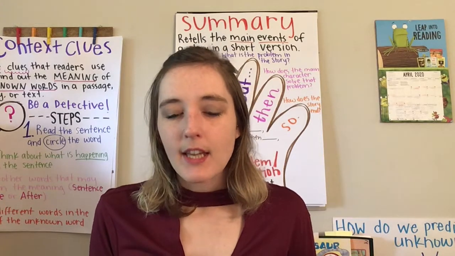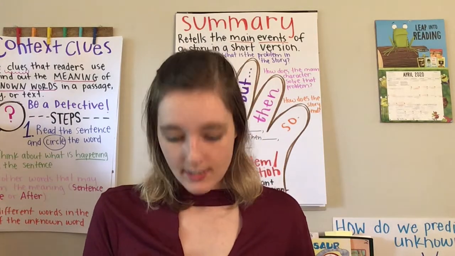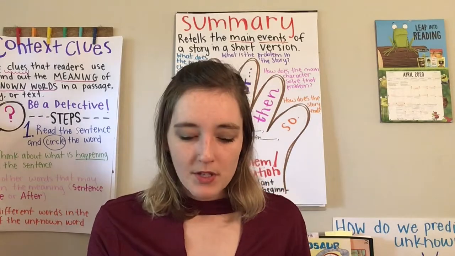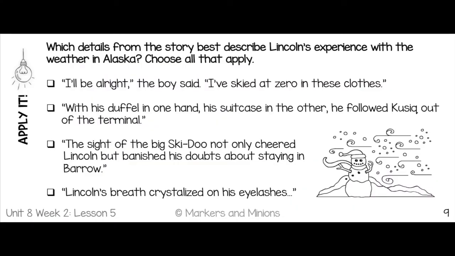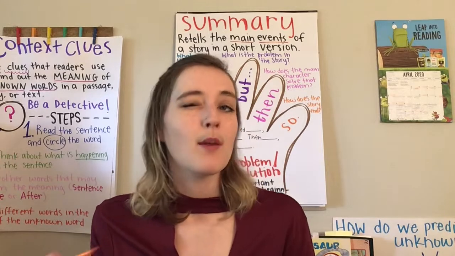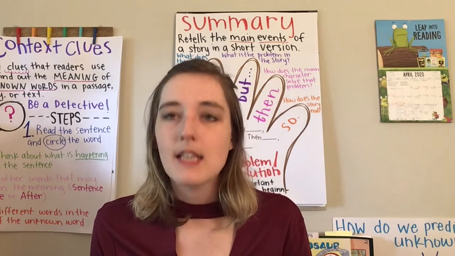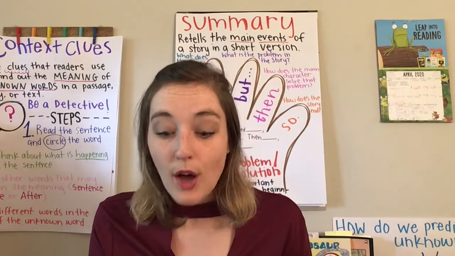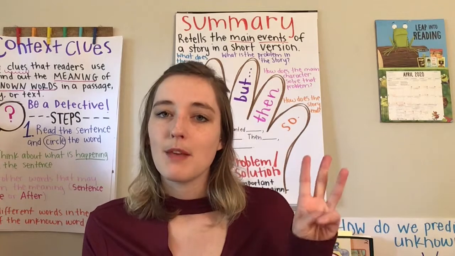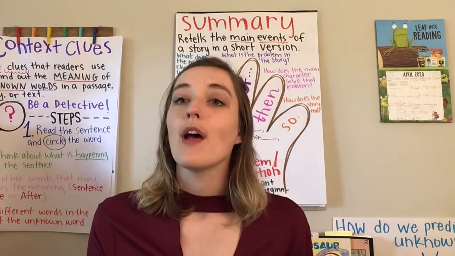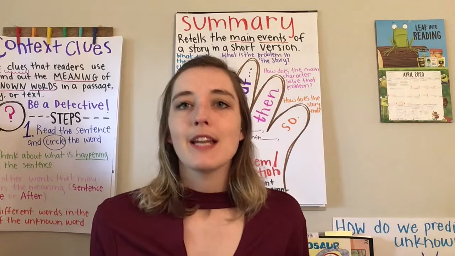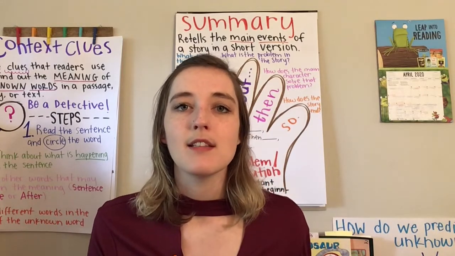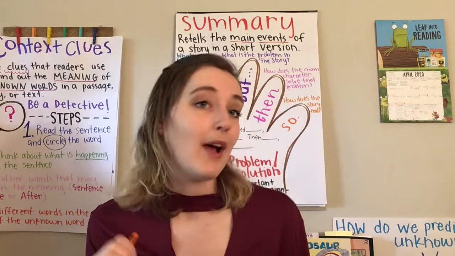And after you've written the key events and the summary, we're going to answer the question on the bottom. The question on the bottom says, which details from the story best describes Lincoln's experience with weather in Alaska? Choose all that apply. So if I were reading this, what I've done now is I've underlined Lincoln's experience with the weather in Alaska. That's the focus of our question. Choose all that apply. So it might be all 4 of them, might be 3, 2, or 1. You need to decide. Go ahead and answer the question on the bottom, and how I want you to answer it on your homework log is type out the sentences that you chose. So go ahead and do that now.